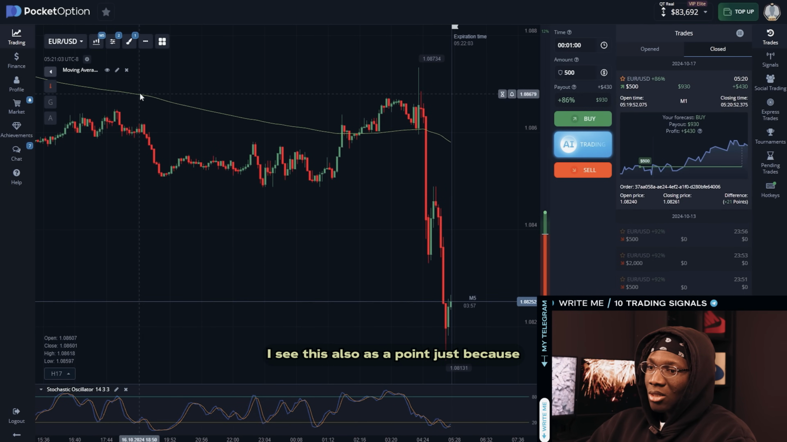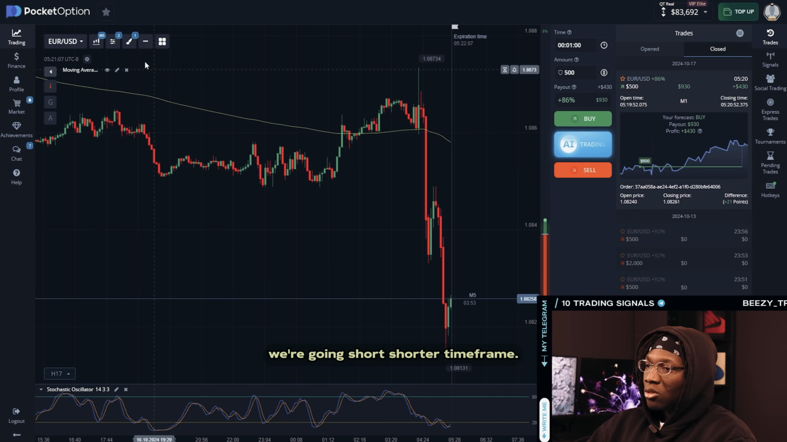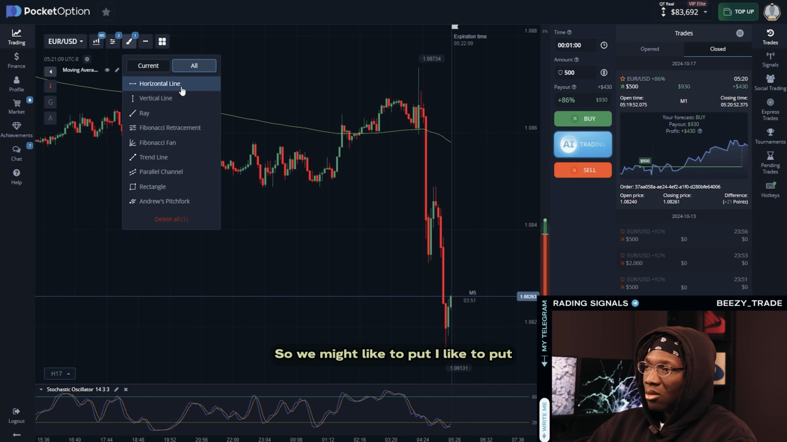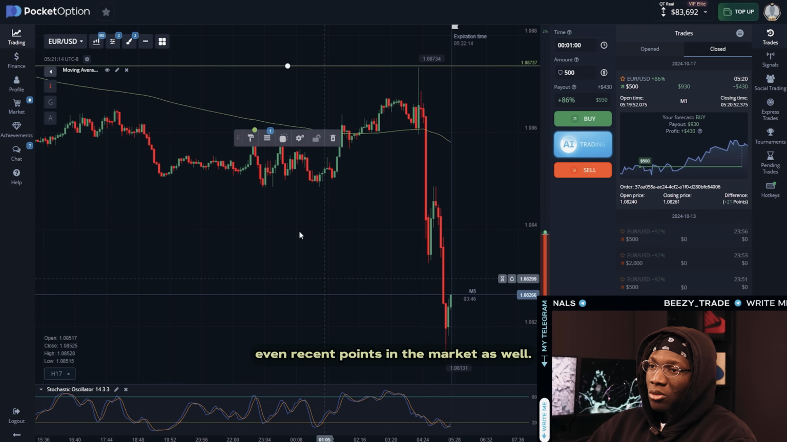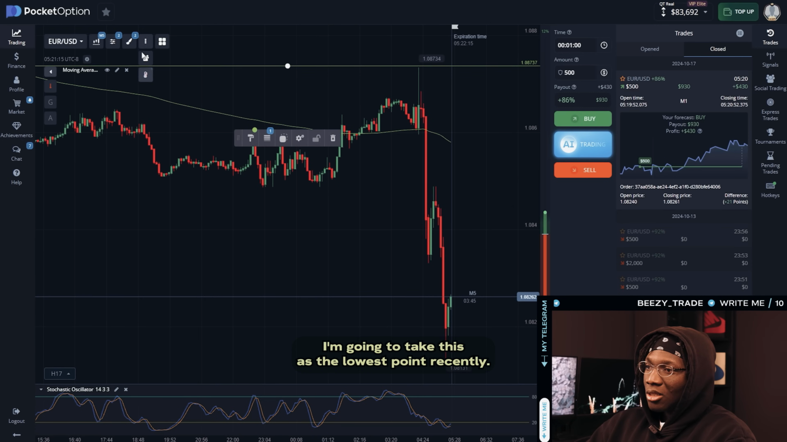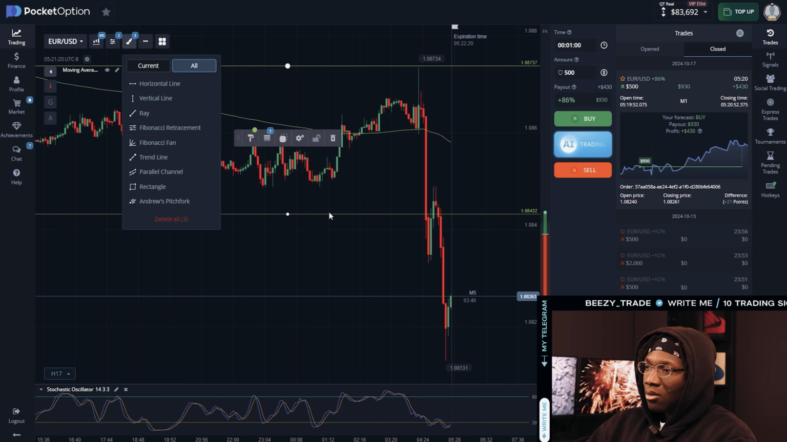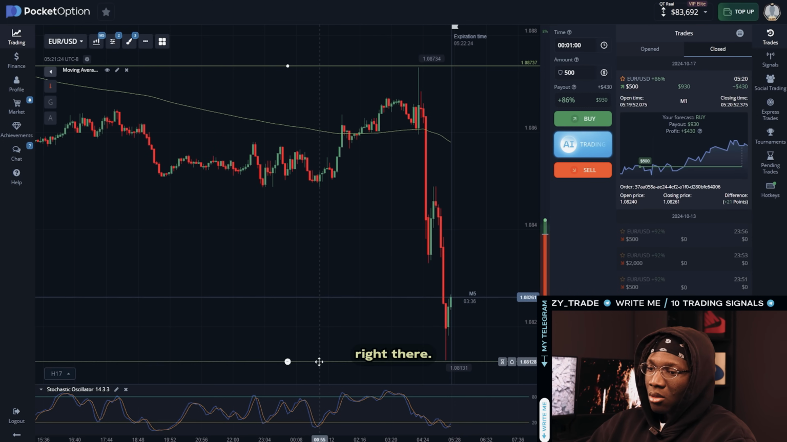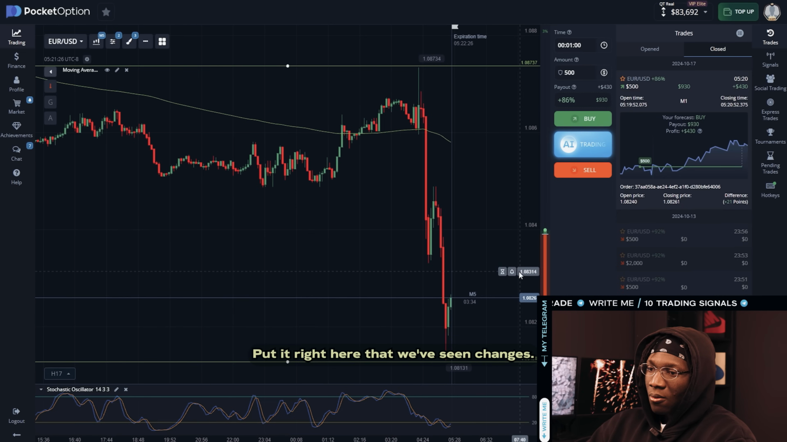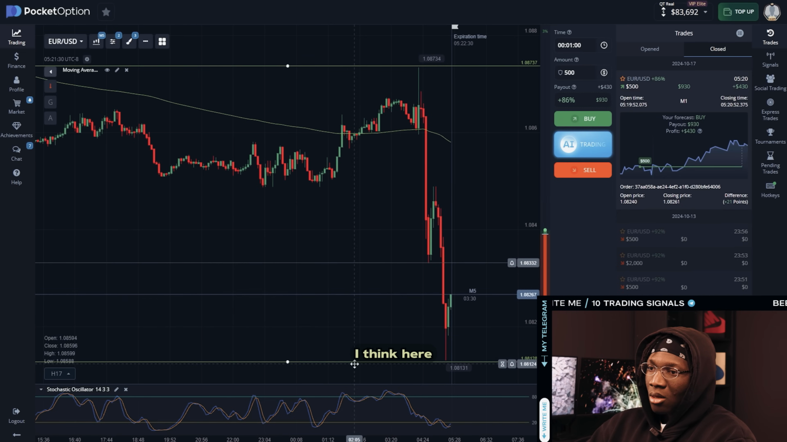I see this also as a point just because we're going shorter time frame, so I like to put even recent points in the market as well. I'm gonna take this as the lowest point recently. So it's got another vertical line right there. Put it right here. Now we've seen changes, I think, here.